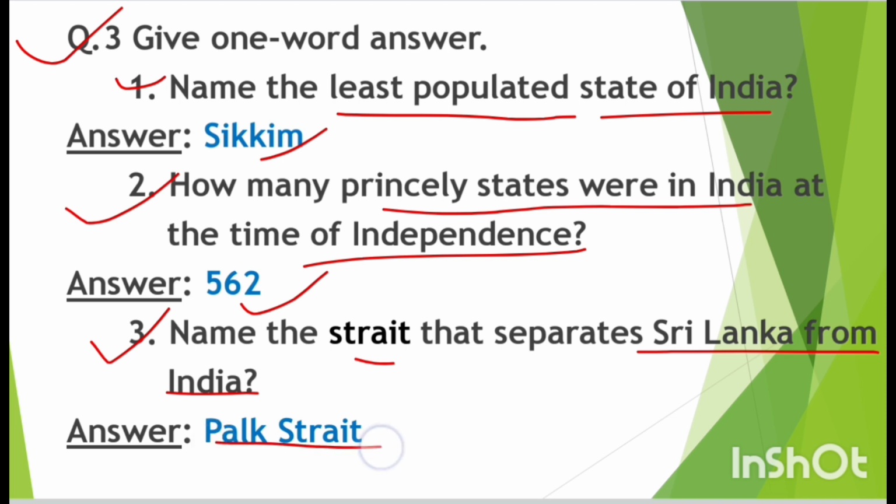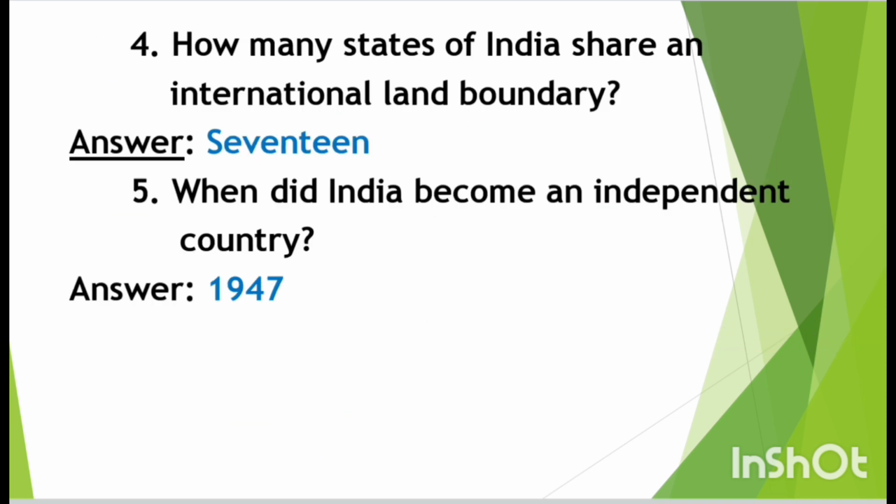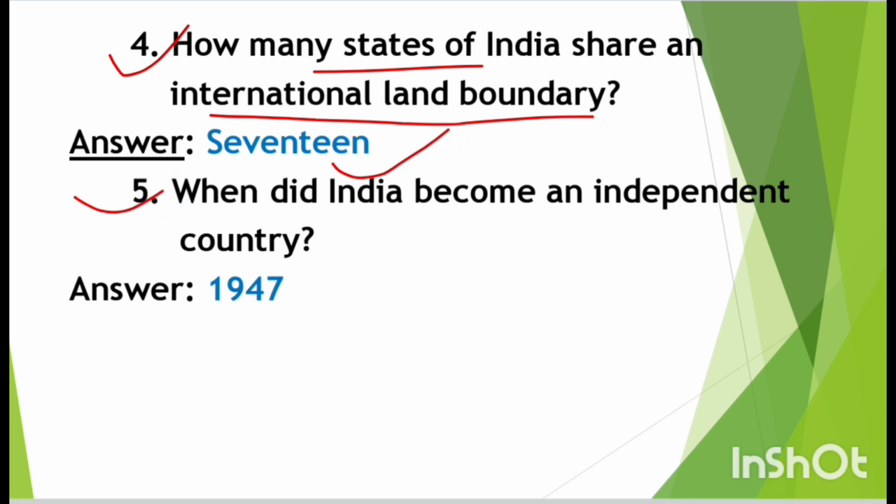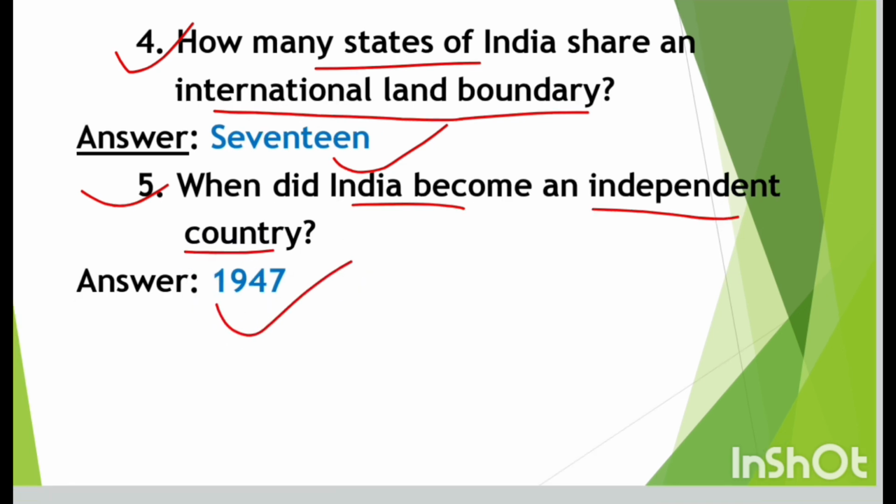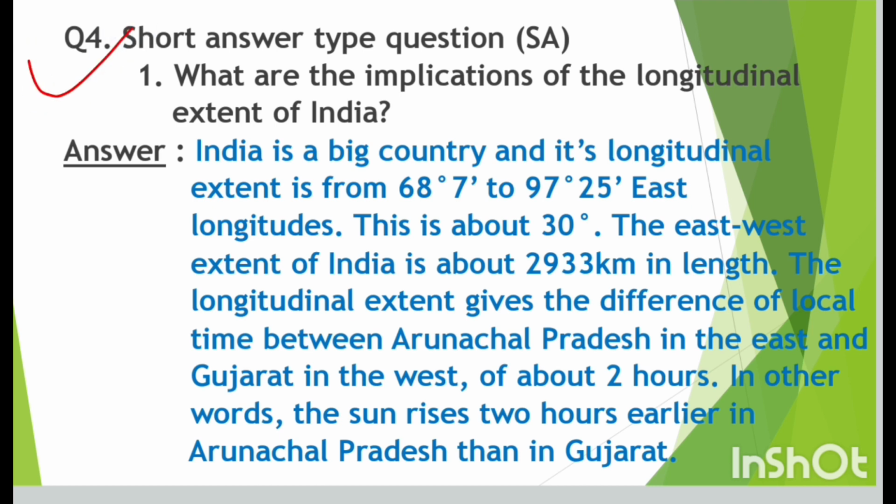Next question, question number 3, name the strait that separates Sri Lanka from India. Answer: Palk Strait. Next question, question number 4, how many states of India share an international land boundary? Answer: 17. Next question, question number 5, when did India become an independent country? Answer: 1947. So we are moving to our next question, question number 4, short answer type questions.